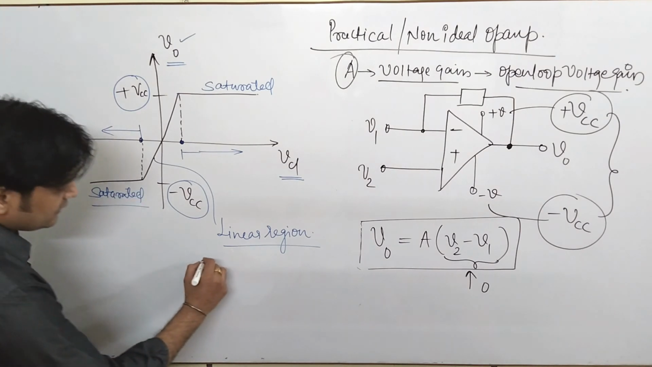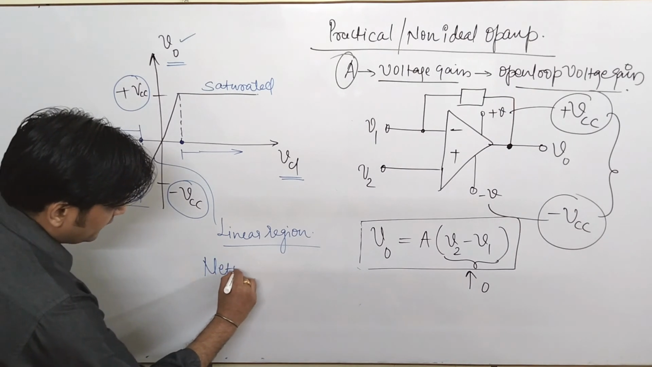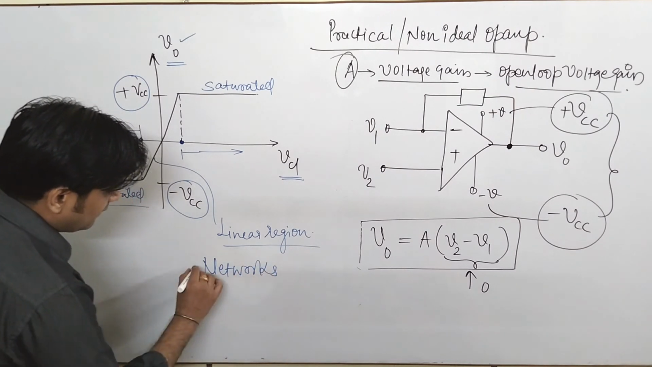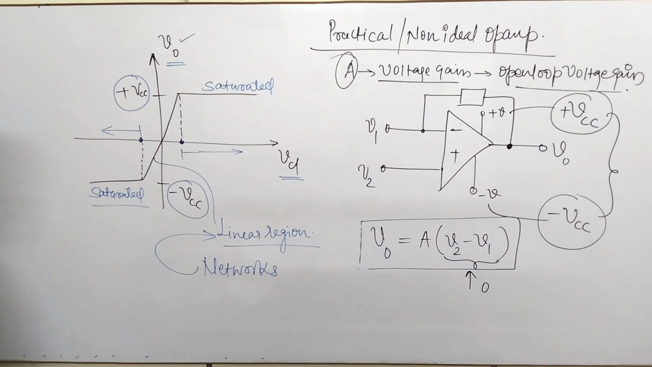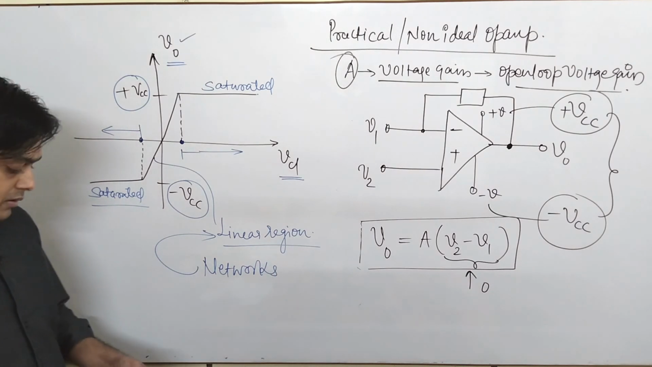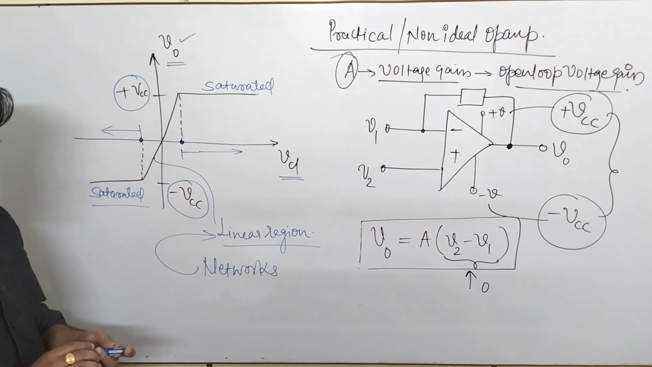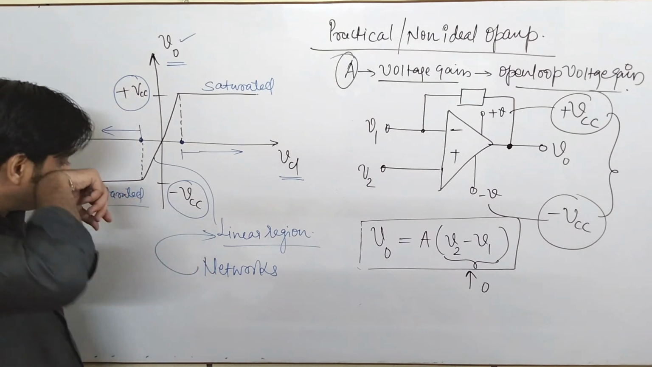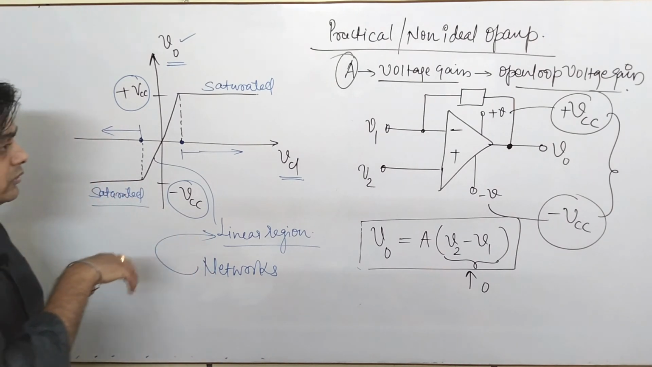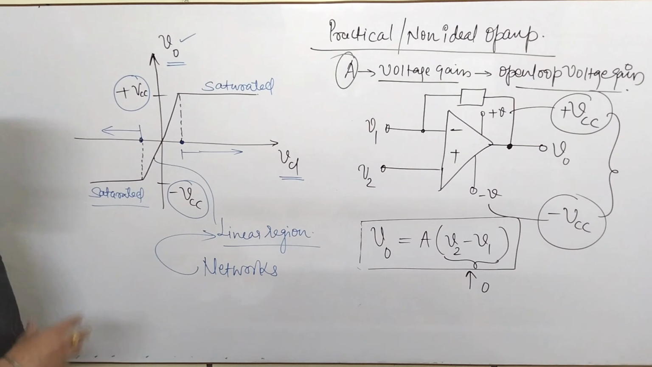So in networks we will mainly focus on the operation of an amplifier in the linear region. In this topic, that is the op-amp, while we are going through the problem solving sessions, we will only focus on the linear region, how the operational amplifier works in the linear region, and based on that we will solve the problems. So this is all about the practical concept, or the concept of a non-ideal operational amplifier.